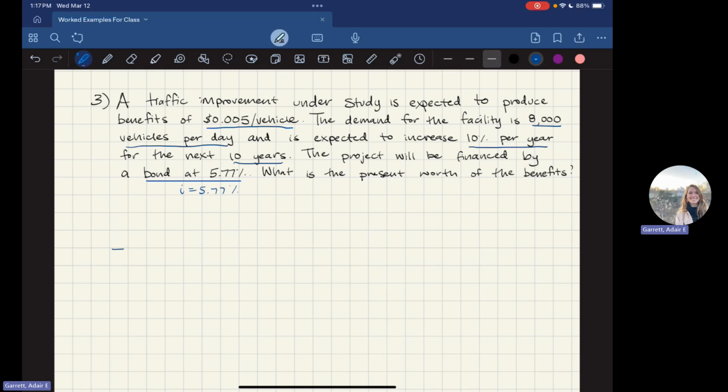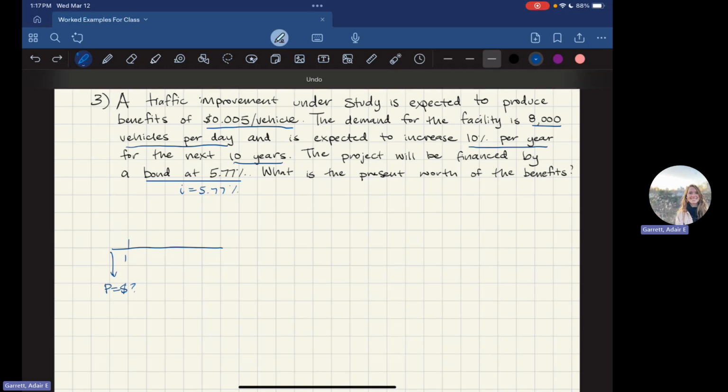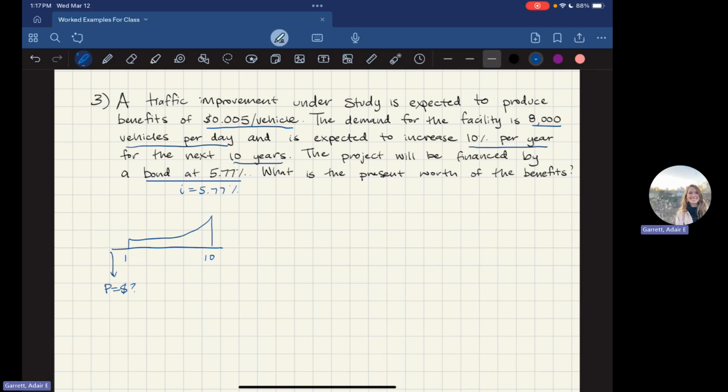So we're looking for present worth of benefits from year 1 to year 10. We don't know C yet. We're going to have to calculate it. So I'm just going to put it as a question mark for now. But we have the inputs for C, which is going to be this benefit per vehicle times this vehicles per day times the number of days per year, because everything else is in years. And we know our R is equal to 10% per year.